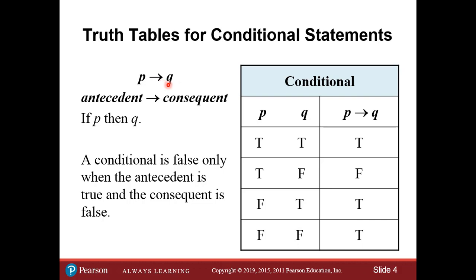So the only time this implication or conditional can be false is if the antecedent is true and the consequent is false. So anytime you have a T followed by F in this situation, again, just make sure you follow the pattern. But if you have T followed by F, then it's false. Otherwise, it's true.